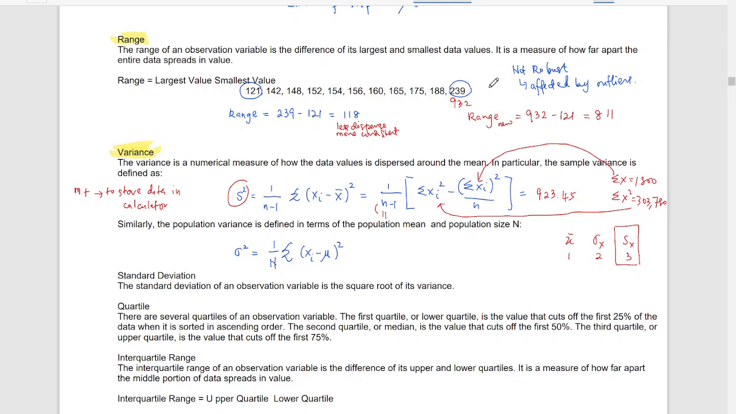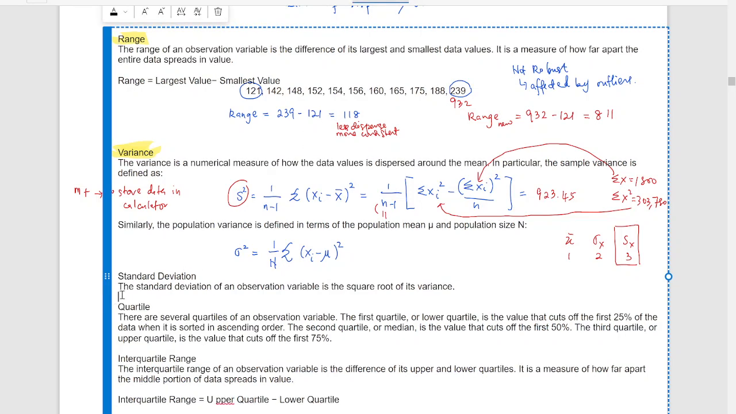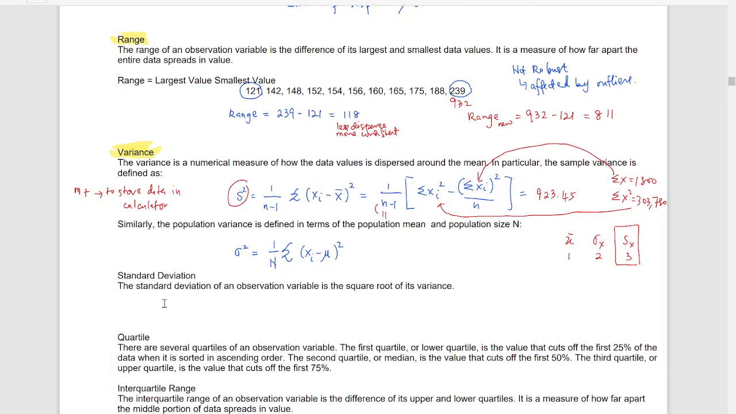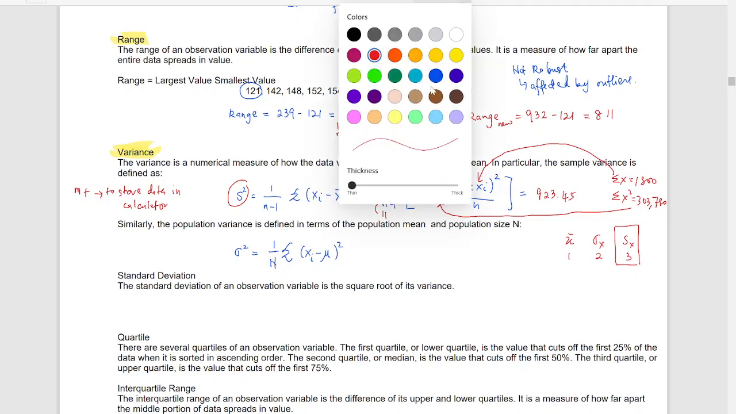So basically, standard deviation is simply the same as what we have in the form of a variance. Cuma perbezaannya kat sini adalah bila standard deviation ni, we take the square root of the variance. So the standard deviation of an observation variable is the square root of its variance. So in order to find the standard deviation, what you need to do is just simply find the square root of the variance.